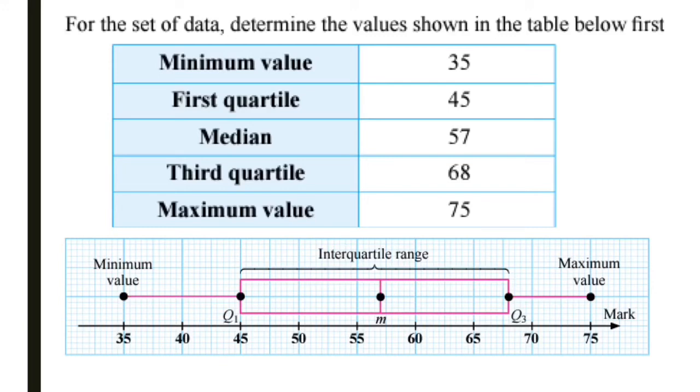After that we will join Q1 to Q3, the lower part using a horizontal line and the upper part also using a horizontal line. That is the interquartile range. Then finally we will join Q3 to maximum value using a horizontal line.